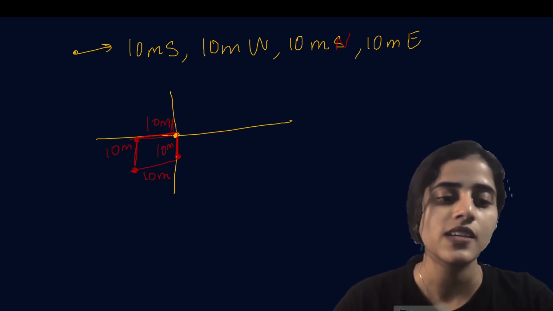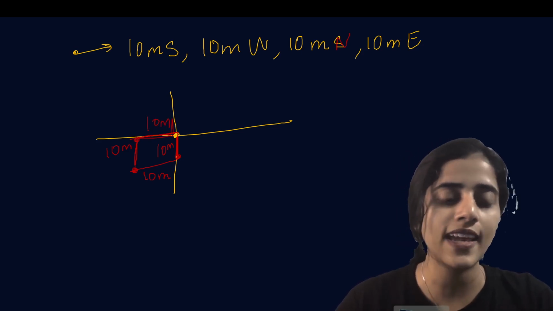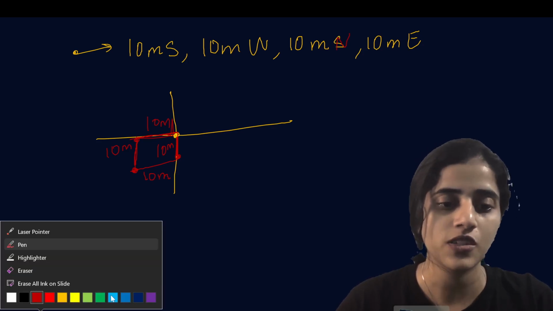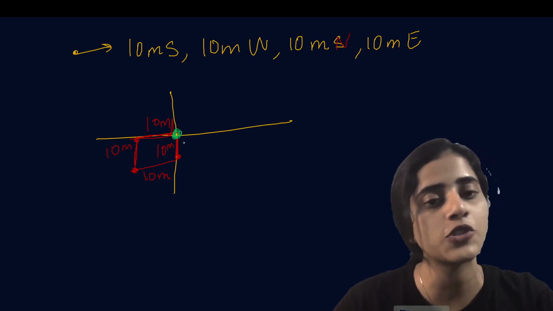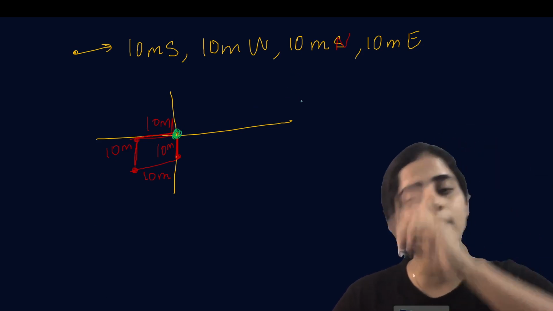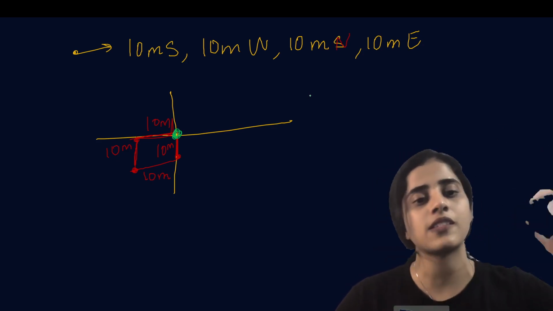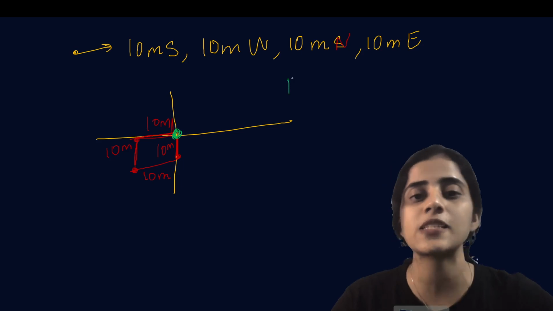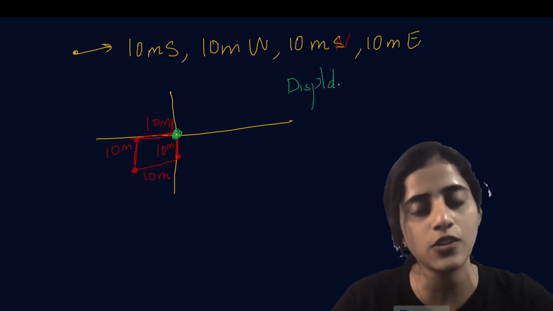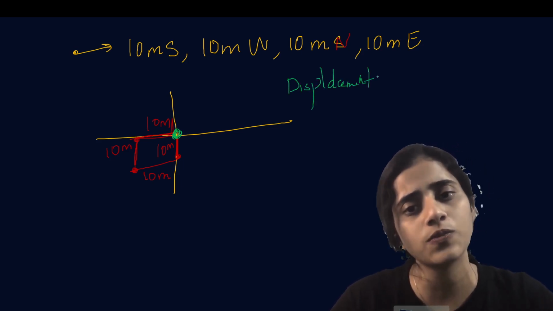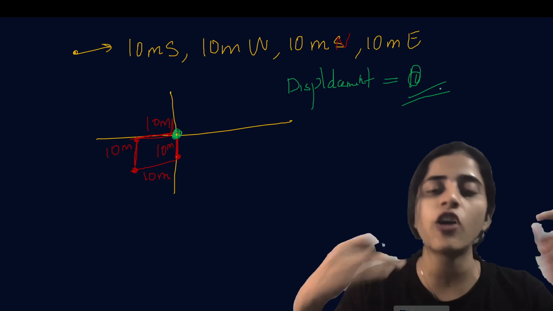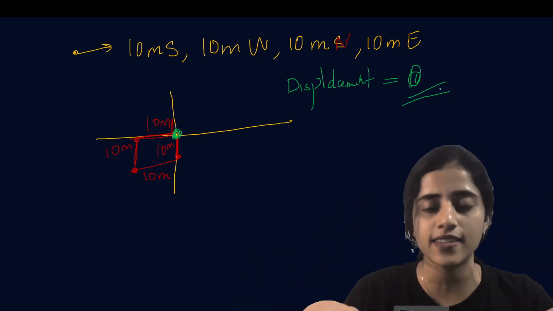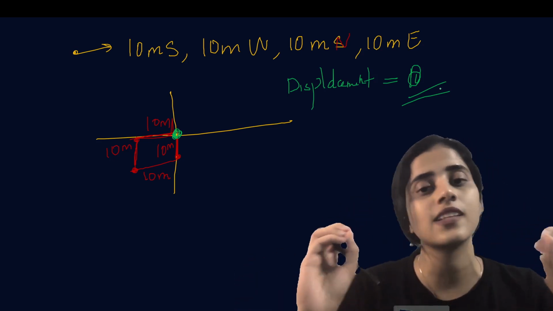So which means after all his movement, he came back to the initial position, which is this point. So now the total distance he moved will be 10 plus 10 plus 10 plus 10. The total displacement will be the shortest path he took, which is basically 0. Because he hasn't moved. According to displacement, he is where he started. So his displacement is 0.